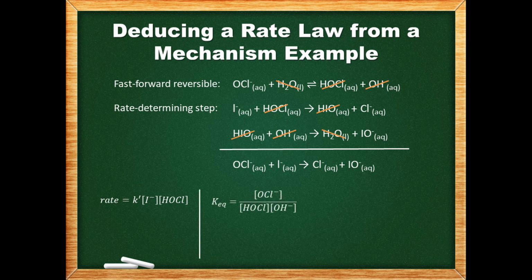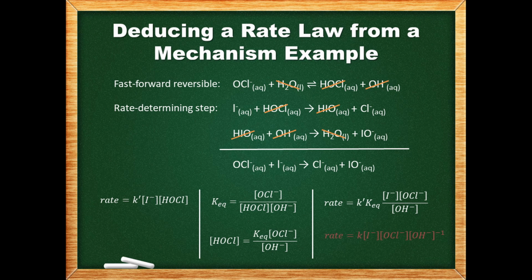The equilibrium or fast-forward reversible step can be used to come up with another expression. As hypochlorous acid is an intermediate, we do not want it in the rate law. We rearrange our second expression and substitute it in for the concentration of hypochlorous acid in our rate law. Now we can write down the rate law. The product of k prime and the equilibrium constant is equal to the overall rate constant k. Because this redox reaction is occurring in a basic solution, it is okay for the concentration of hydroxide to appear in the rate law expression.